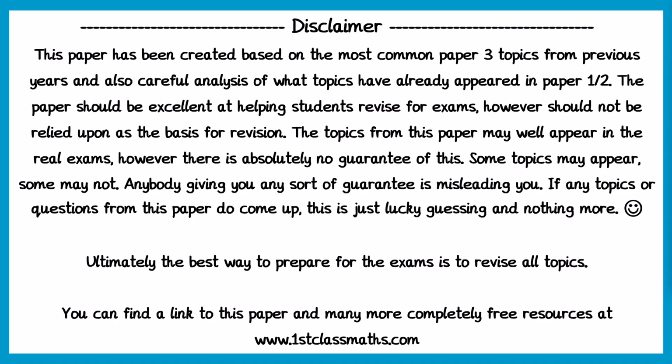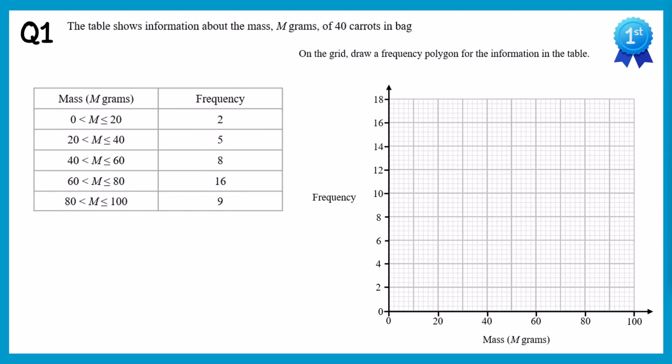Now let's have a look at the solutions. So for question 1, we need to draw a frequency polygon. To do this, we're going to need all of the midpoints. The midpoint of the first group from 0 to 20 is 10. For the next group from 20 to 40, the midpoint is 30. And the remaining midpoints are 50, 70, and 90.